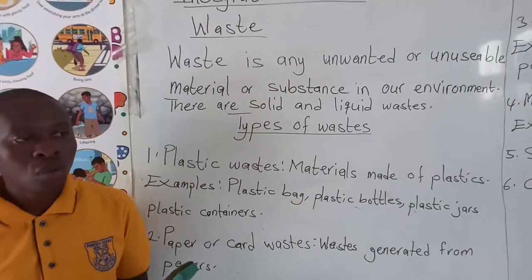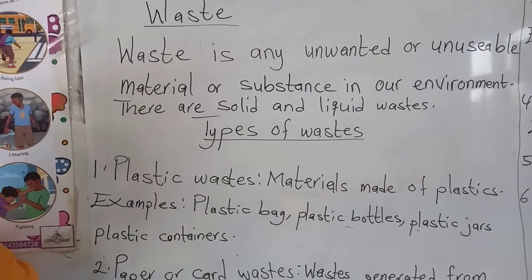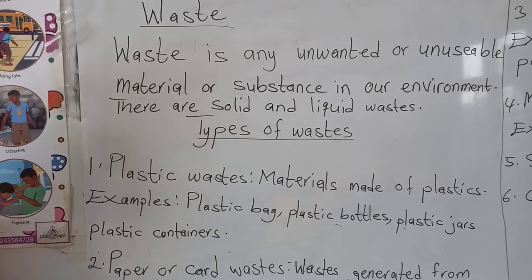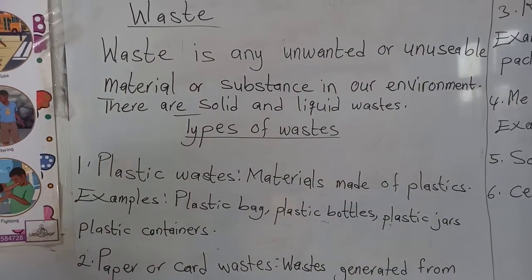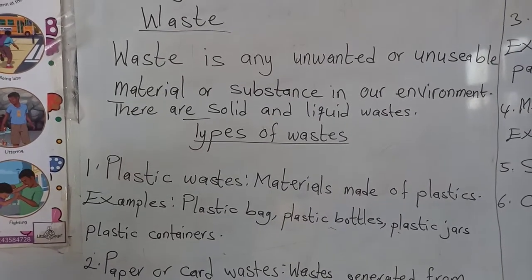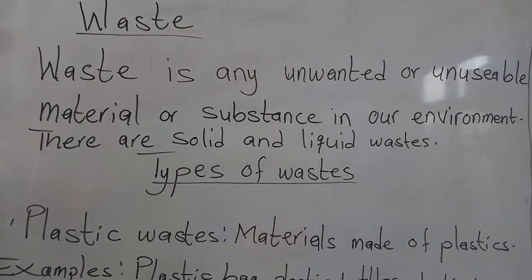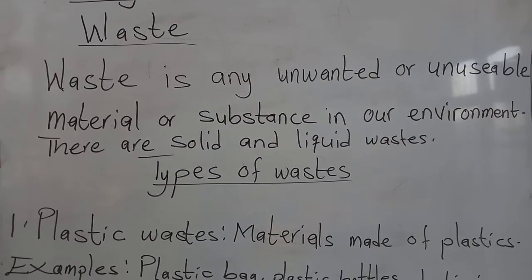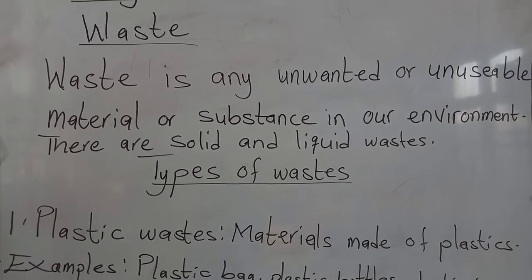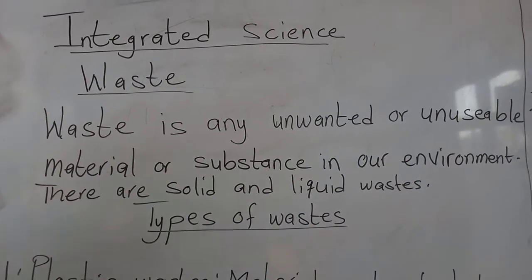We always produce waste. But how to manage that? To keep the environment clean is the most important thing. Good. Let's look at waste. So waste is what? Any unwanted or unusable material or substance in our environment. When you don't want something, when the thing becomes unuseful to you, it becomes a waste. Very good.